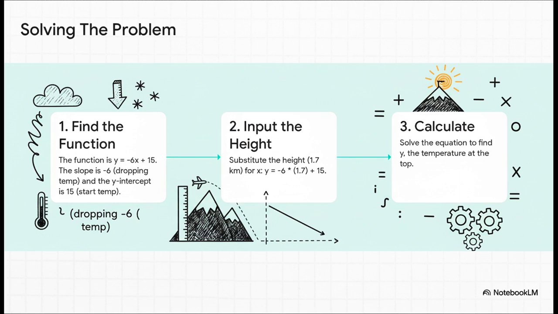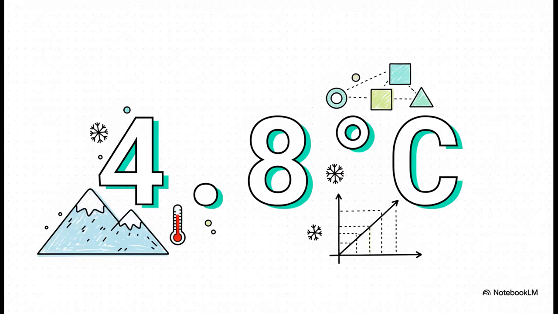Now for the easy part. The mountain is 1.7 kilometers high, so we just pop 1.7 in for x and solve it. And there we have it. When you do the math, -6 times 1.7 plus 15 gives you 4.8. So the temperature at the top of that mountain is 4.8 degrees Celsius. How cool is that? We just used our secret code for straight lines to figure out a real-world problem.